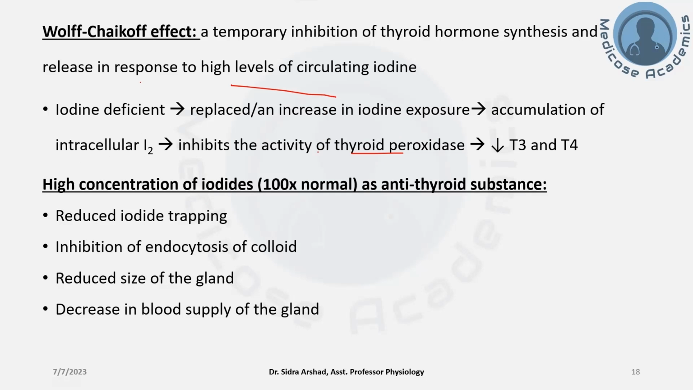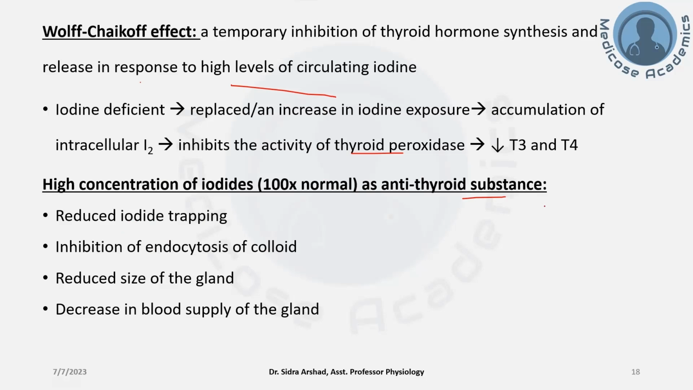High concentrations of iodides, about 100 times the normal concentrations, can exert an anti-thyroid effect. They can act as an anti-thyroid substance. They reduce iodide trapping, inhibit the endocytosis of colloid, reduce the size of the gland, and decrease the blood supply of the gland. So these are some of the other effects of high concentrations of iodides.